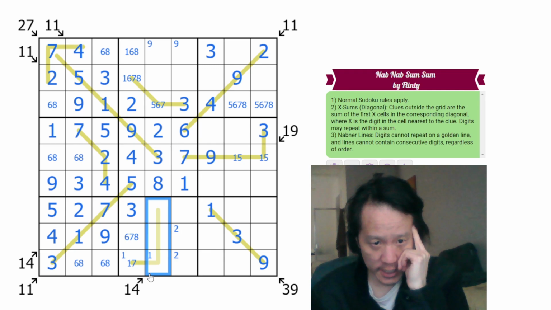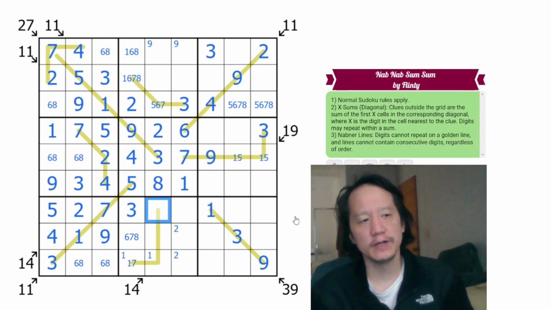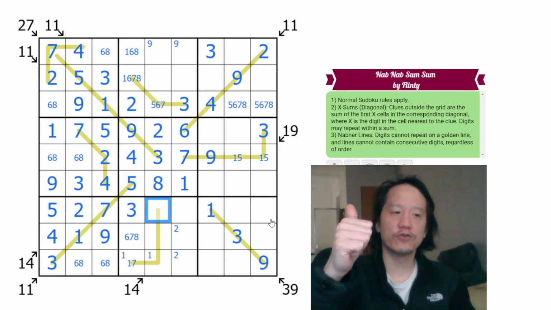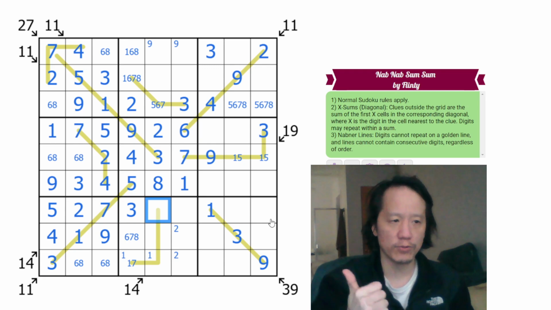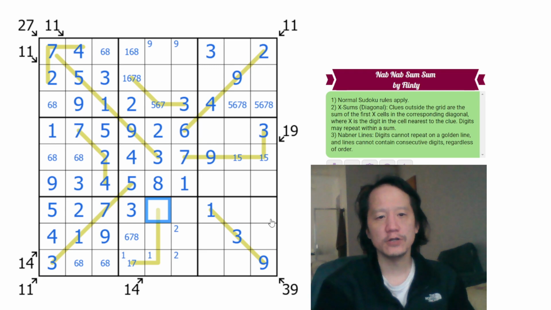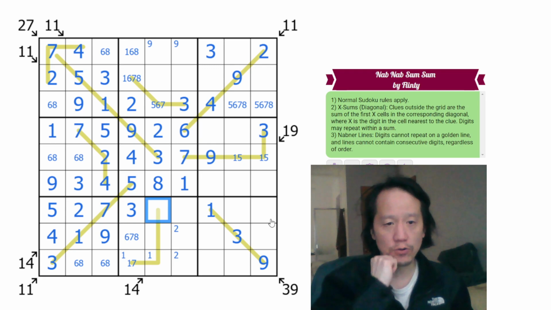Therefore, you always need a 9. And 9 cannot be here, so therefore this must be 9, right? Because we know you can have 1 of 4 or 5 on this 4-length Nabner line. We have a 1 already. There's no 2 or 3. You could have a 4 or 5. You could have a 6 or a 7. You could have an 8 or a 9.